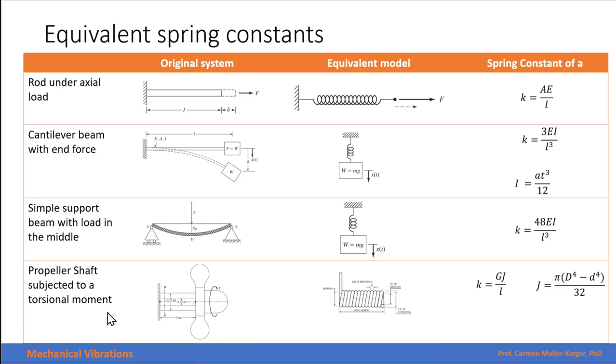In the case that we have a shaft subjected to a torsional moment, we will have an equivalent torsional spring that can be calculated as the shear modulus G times J, which is the polar moment of inertia, divided by the length.